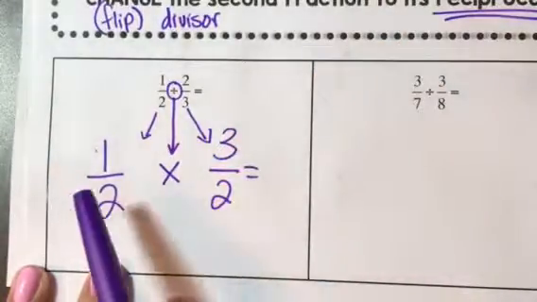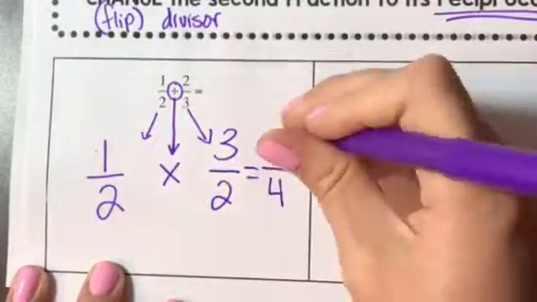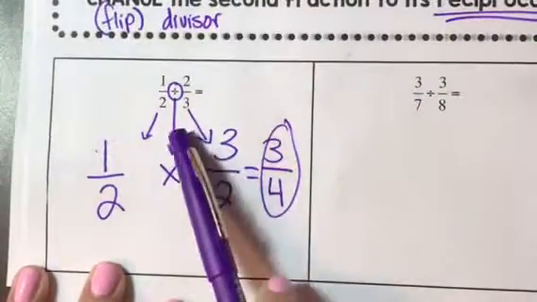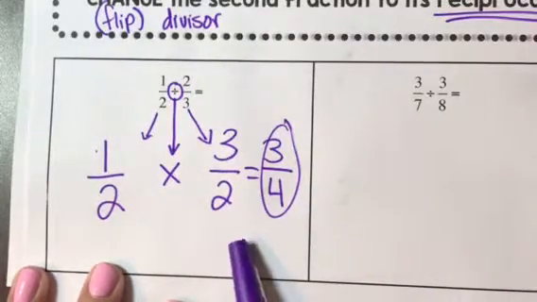And then I multiply across. 1 times 3 is 3. 2 times 2 is 4. So if I ask the question, how many 2/3 are in a half? There are 3/4. There's my answer.